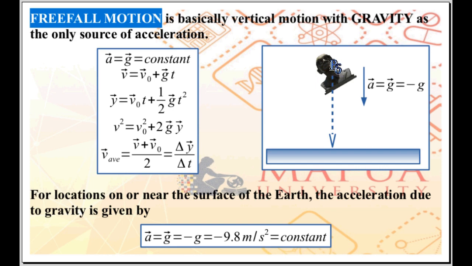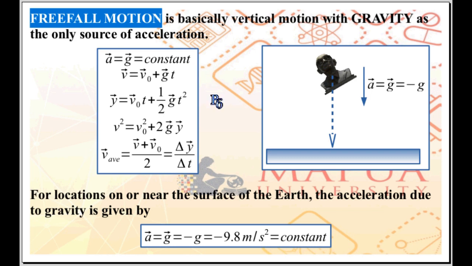You have an object moving along the vertical axis, so the motion is limited along the y-axis. The object may be moving upward or it may be moving downward. And the only acceleration is acceleration due to gravity. So a is equal to g, and g is always heading downward, towards the negative y direction. So g is equal to negative g, negative because downward, negative direction. And g is the magnitude of acceleration due to gravity. And this is constant. You have uniform acceleration.